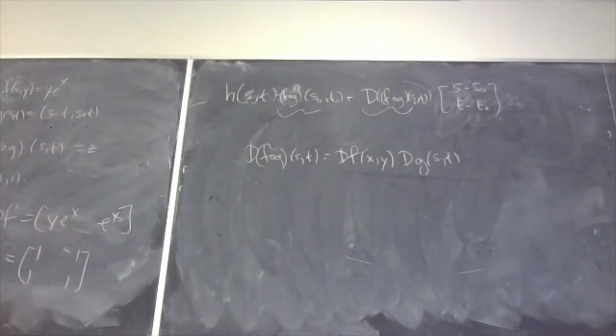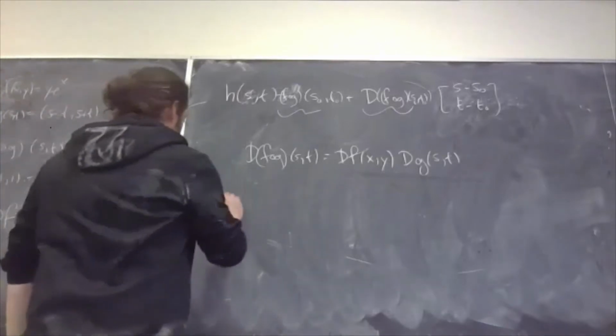Where am I going to get x and y values to plug into Df? I mean, Dg is just constant, so that's easy. Where am I going to get x's and y's? If only I had a relationship between the 1, 1 that are s and t values and the x's and y's that I need to plug in here. Oh, look, there it is right there.